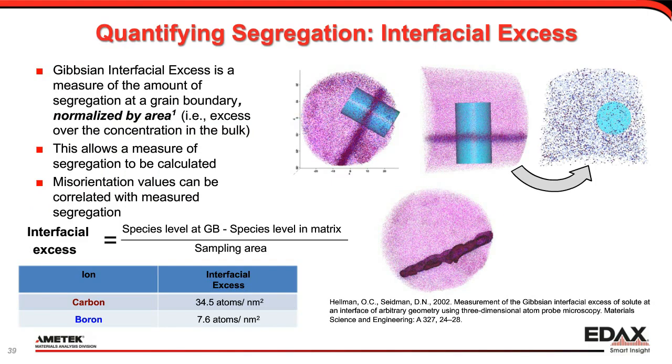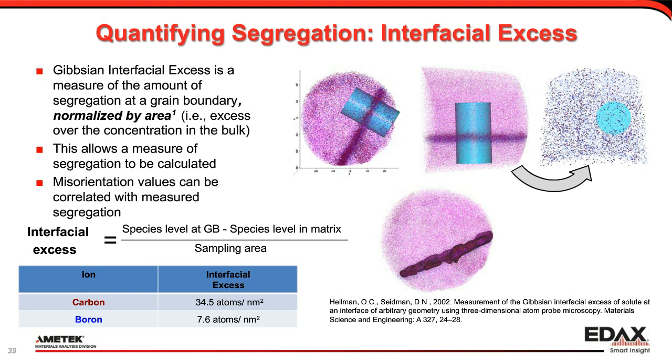So one way to quantify segregation is using a technique called Gibbsian interfacial excess. So that's a measurement of the amount of segregation at a grain boundary normalized by area. And this amount of segregation is in excess of the amount that is found in the matrix. So what these measurements are going to allow us to do is calculate how much segregation is at an interface normalized by whatever sampling area that we're using.